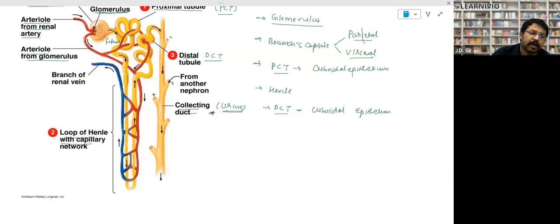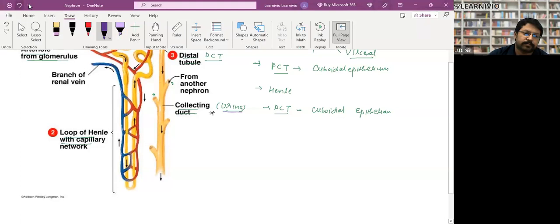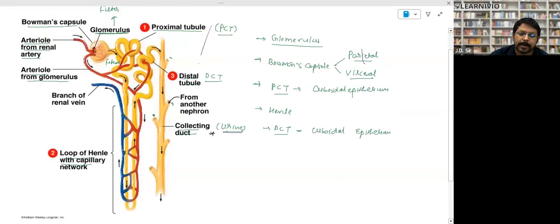So, is that clear? This is the structure of the nephron. Yes. Clear? Yes, sir.